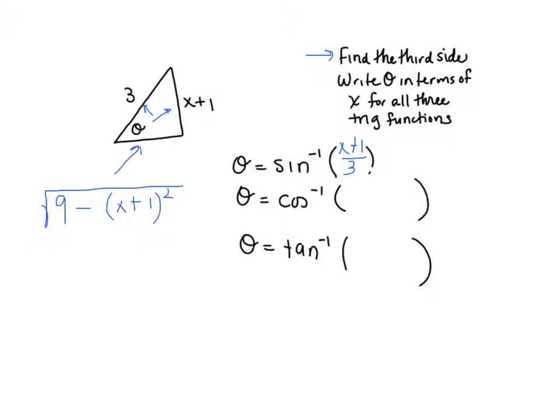So to find cosine, I would have the square root of 9 minus x plus 1 quantity squared over the hypotenuse, which is 3. And then the tangent would be x plus 1, opposite over adjacent, and that's the square root of 9 minus x plus 1 quantity squared. And I found this, remember, with the Pythagorean theorem.